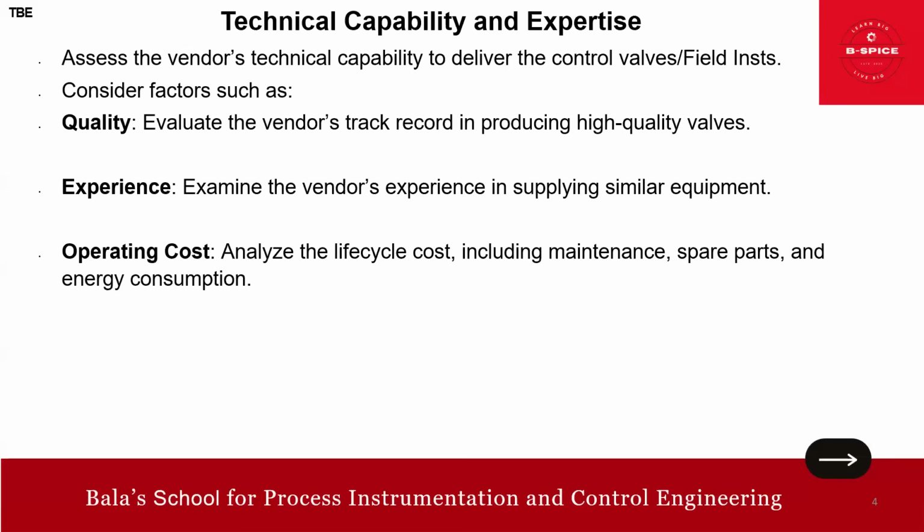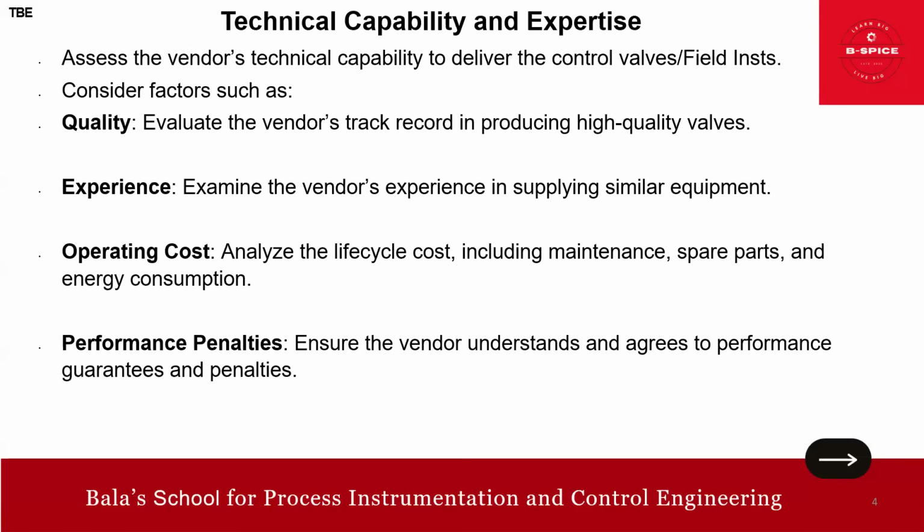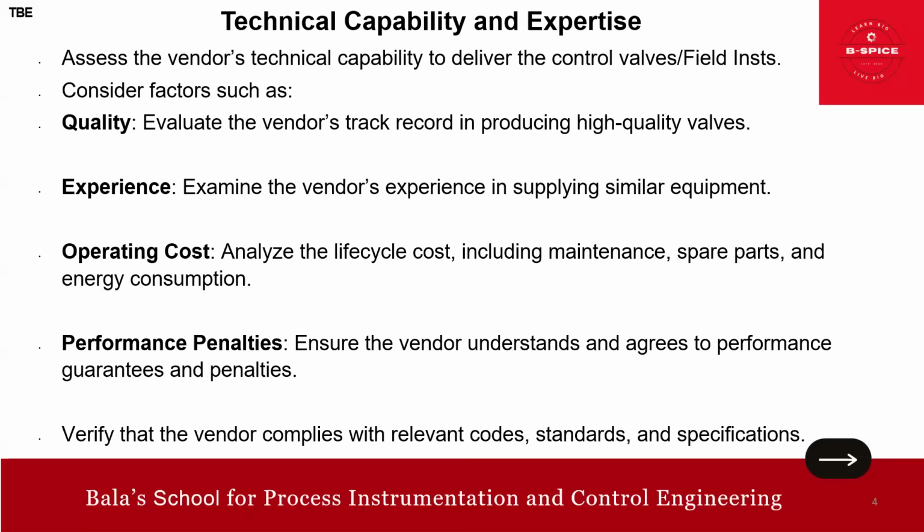And of course, the operating cost. Analyze the life cycle cost, including maintenance, spare parts, and energy consumption. All these aspects we need to focus on here. Then performance penalties. Ensure the vendor understands and agrees to our performance guarantee penalties. So this is on technical capability and expertise. And of course, we also need to verify the vendor complies with the codes, standards and specifications. So this is on the technical part.